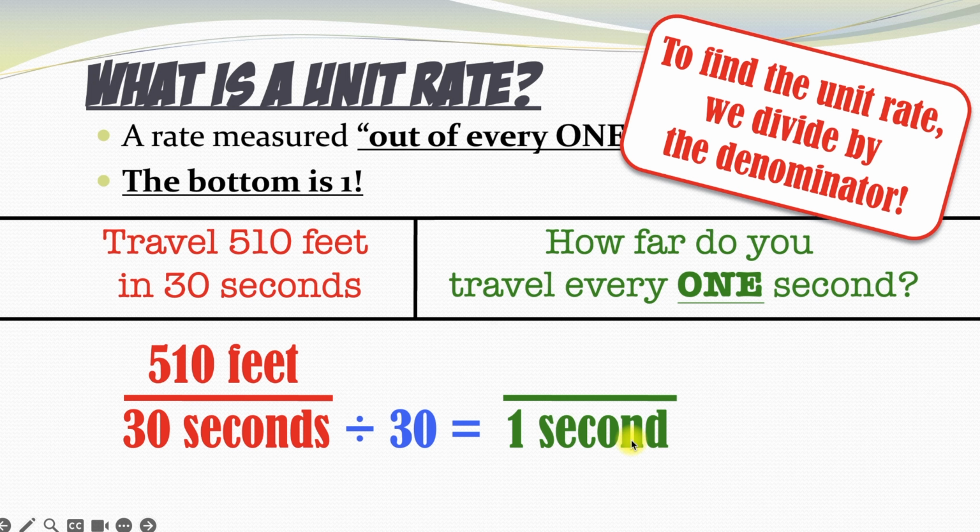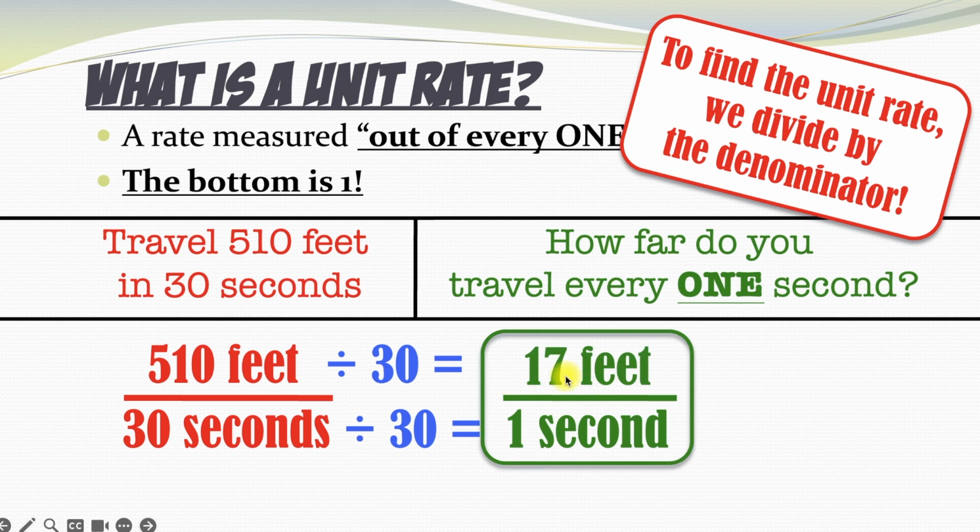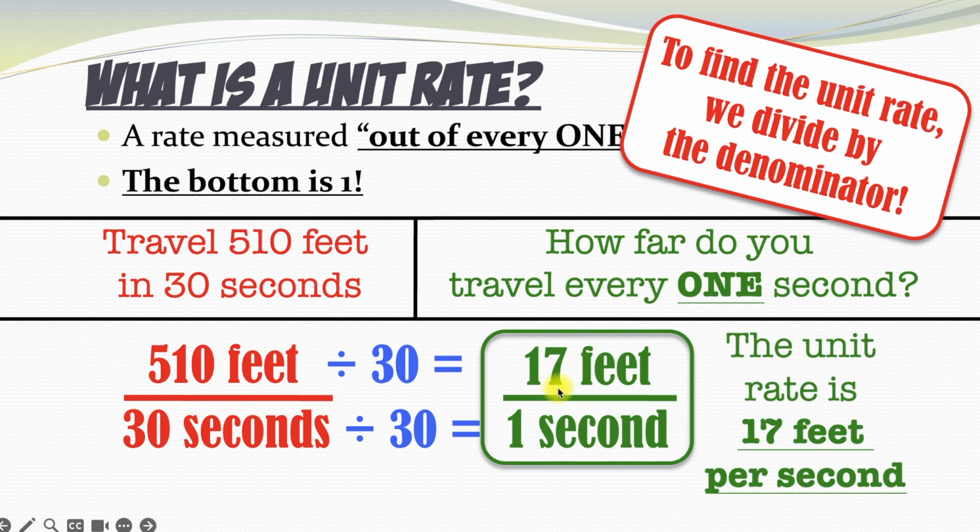And back when we were originally working with fractions, however we change the bottom of the fraction, in this case our rate in fraction form, we're going to do to the top. So since we divided the bottom by 30, we're going to divide the top by 30 as well. And 510 divided by 30 equals 17. So we would say that the unit rate is 17 feet per second.